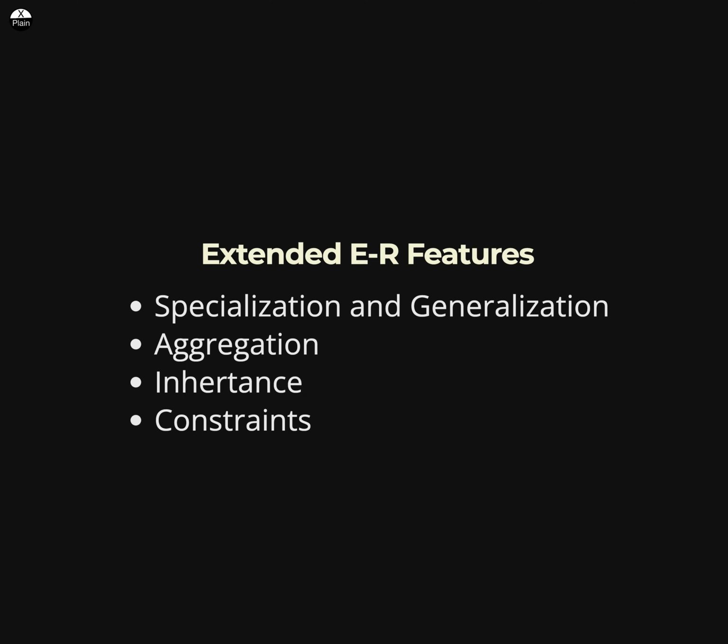Inheritance. This feature allows entities to inherit attributes and relationships from a parent entity. This can be used to represent relationships between entities that have a supertype-subtype relationship, such as the relationship between a vehicle and car and truck entities.